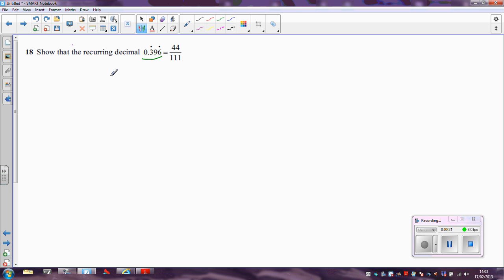First thing that I like to do is call the recurring decimal x. So in other words, x is the same as 0.396 recurring. And in order to be able to do this question, we have to understand what 0.396 recurring means. Because the dot is over the 3 and the 6, it means that the repeating sequence is 396, 396. So the x is actually 0.396, 396, 396, and so on. It's crucial to the understanding of how to do this question.